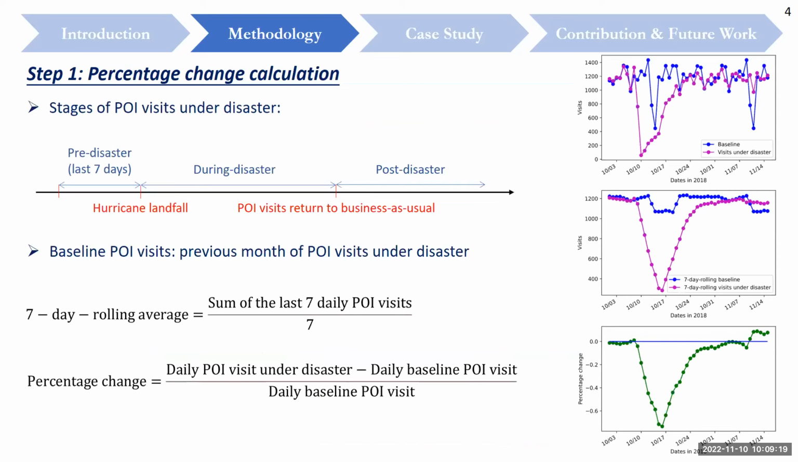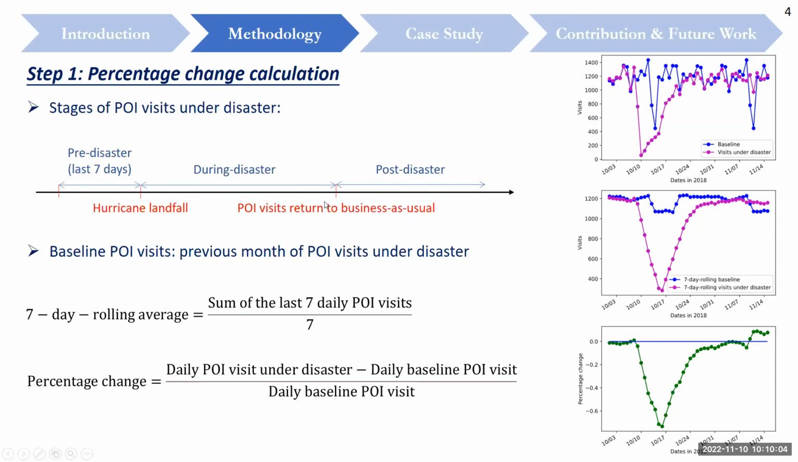So, explaining some details of the methodology. First, how we differentiate the different stages of a disaster, here a hurricane, and how we calculate the percentage changes of POI visit. First, we define three stages of the disaster. For a hurricane, we consider the last seven days before the hurricane landfall as the pre-disaster phase, when people can implement certain preparations and do things they want to do before the disaster hits. Then from the day the hurricane made landfall until the POI visit returned to business-as-usual condition, we call it the during-disaster phase.